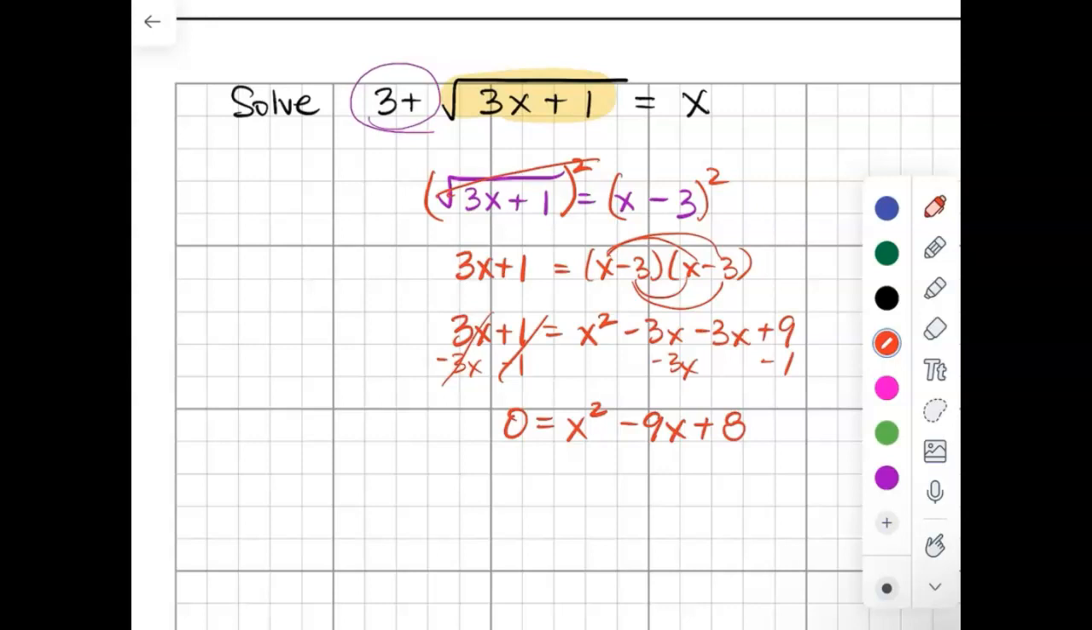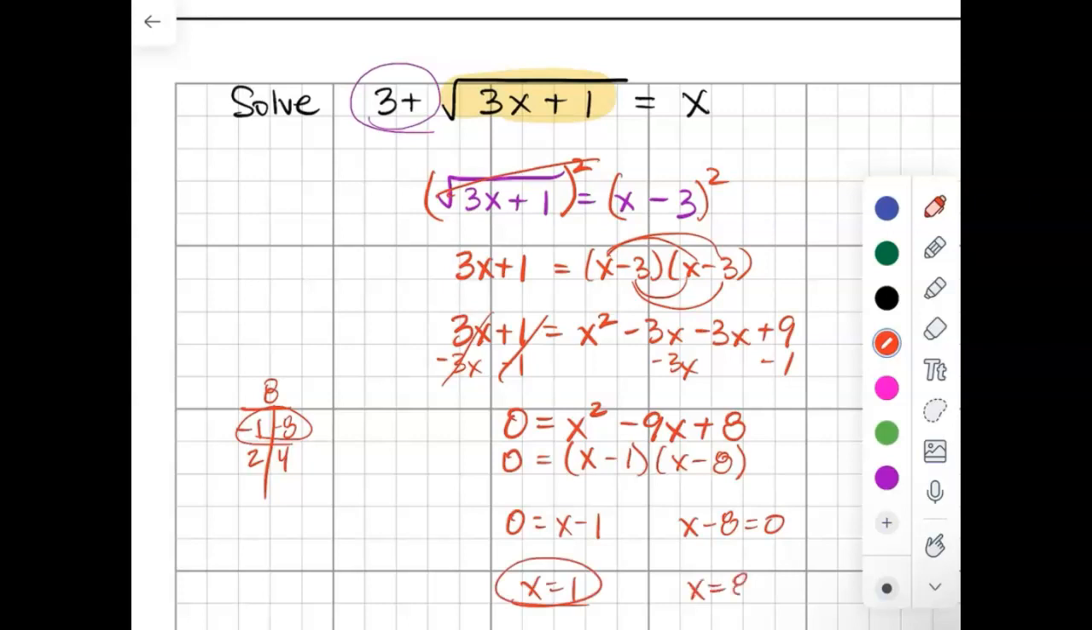Now we have a quadratic, so we're going to factor it. We're going to look for factors of 8 that will add up to 9. So 1 and 8 is going to work. If they're both negative, they'll make positive 8 when you multiply them, and they'll make negative 9 when you add them. So it'll be x minus 1, x minus 8. You're then going to set each of those factors equal to 0. And you're going to add 1 to the other side and get 1. You're going to add 8 to the other side and get 8 for your two solutions.